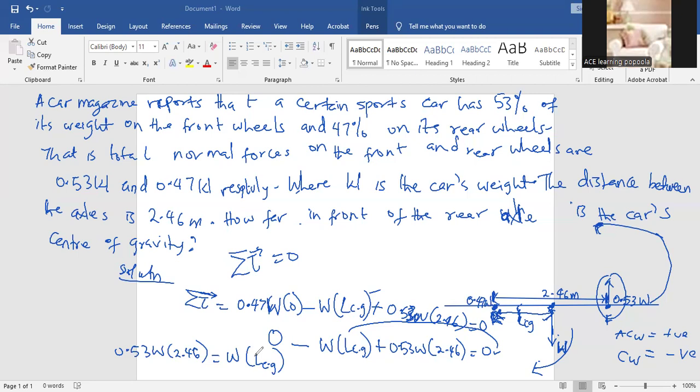That is how far in front of the rear axle the car's center of gravity is. Now this W can cancel out this W. So just do 0.53 times 2.46, and that will give us 1.30 meters. So the new center of gravity will be located 1.3 meters from the rear wheel, or the rear axle. So I hope this is useful.